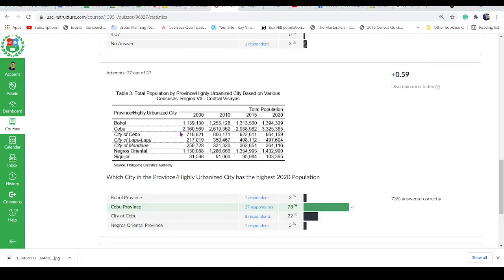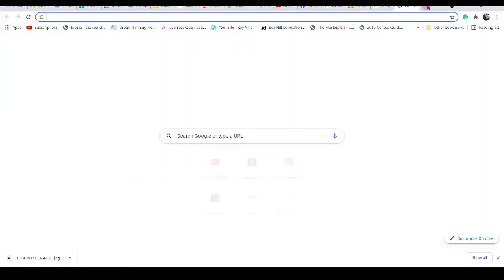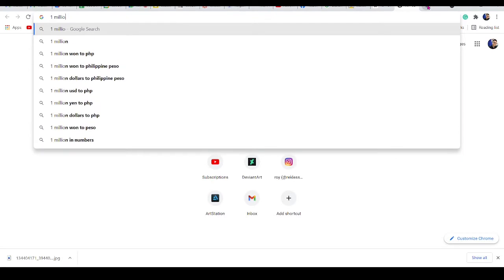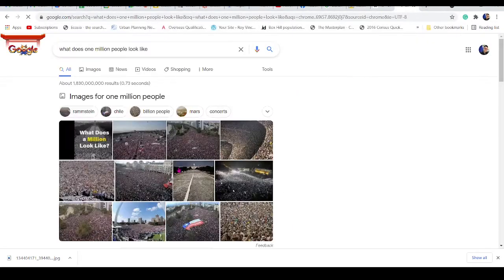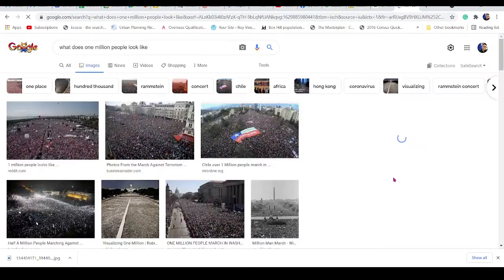I linked to a census over here. So Cebu City, this is Cebu province. If it doesn't say city, that means Cebu province. So from 2000, it's 2.1. Then 2010, 2.6. 2015, 2.9. And then 2020, the latest survey conducted last year, resulted in 3.3. So that's almost a 1.1 million increase. That's a lot of people. If you can imagine, what does 1 million people look like? So something like that.